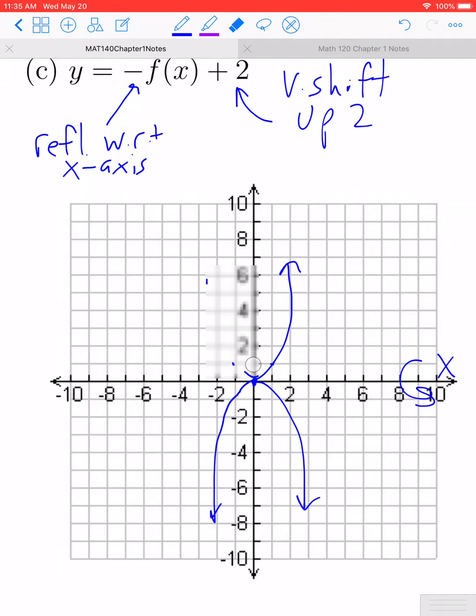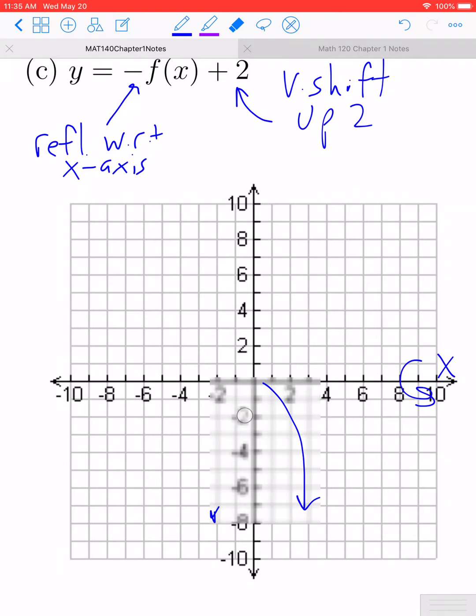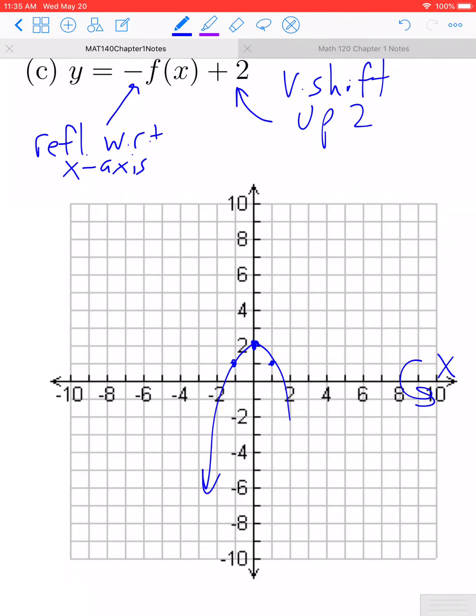And now that we have it reflected, we have to translate and move everything up 2 units. So I'm going to take every point that's here, and I'm going to move it up 2 units. And this is what we get. This is the graph of the negative of f of x plus 2, or explicitly it's negative x squared plus 2. It's the standard parabola, but reflected about the x-axis, and then shifted up 2 units.